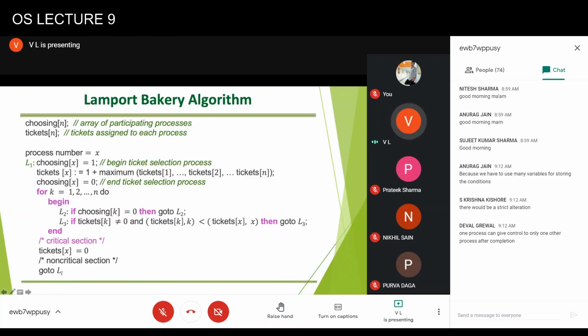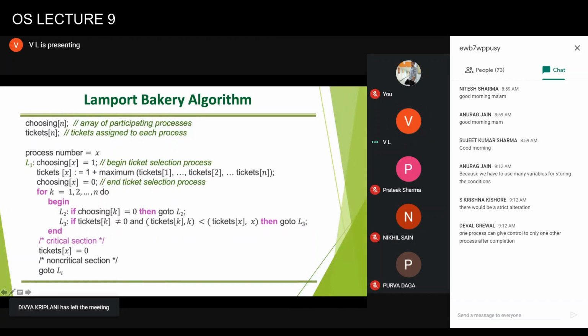Here it is checking whether any other process is in the choosing state, which should be 1. Sorry, it should be 1. So if any other process is also trying to get a ticket number, please keep on waiting. They wait till the ticket selection process is going on. Once the ticket selection process for all the processes which want to enter the critical section is over, then the processes will check for this particular scenario.